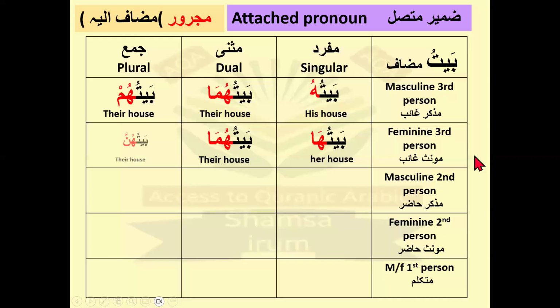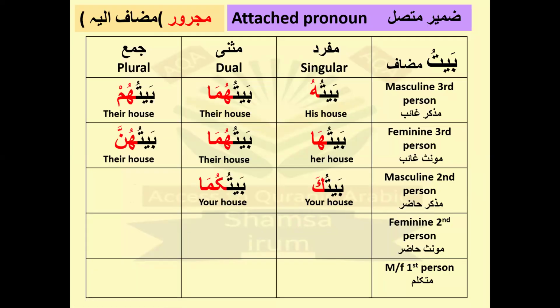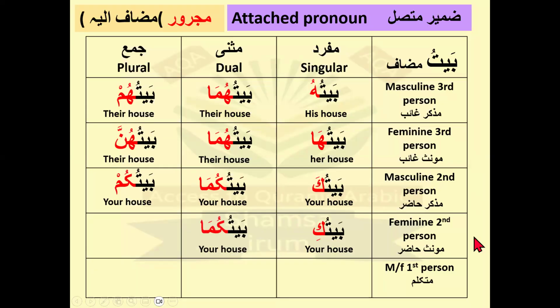Baytuhuma, baytuhunna. Baytuka means your house, for masculine. Baytukuma, your house, for dual. Baytukum, your house, for plural. Baytuki means your house, for feminine. Ka for masculine, ki for feminine. Baytukuma, baytukunna.